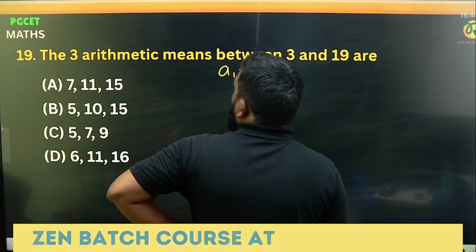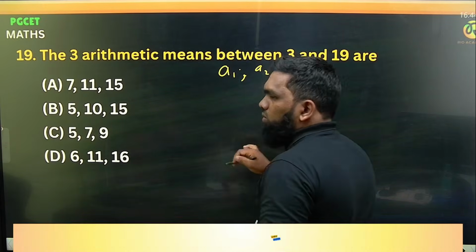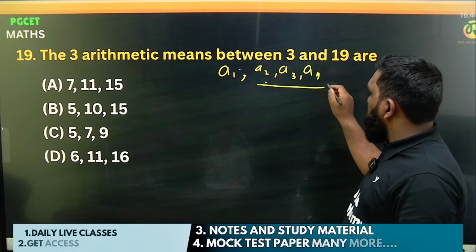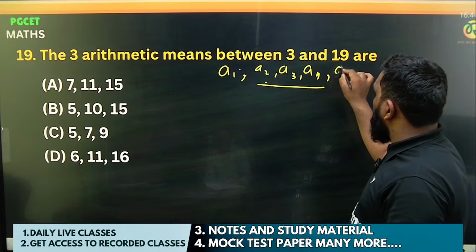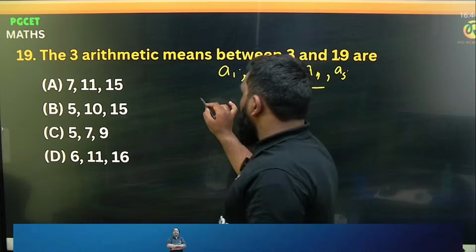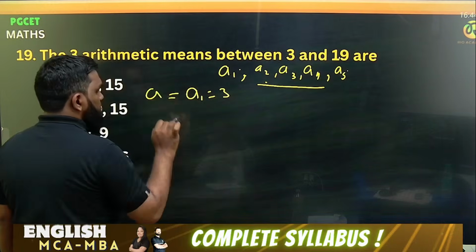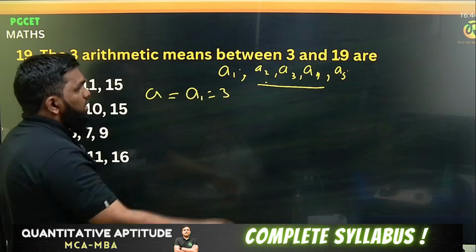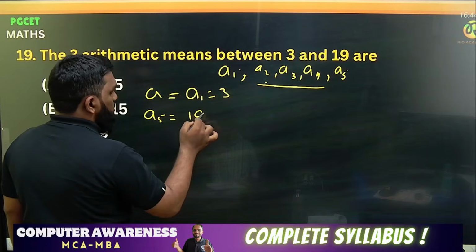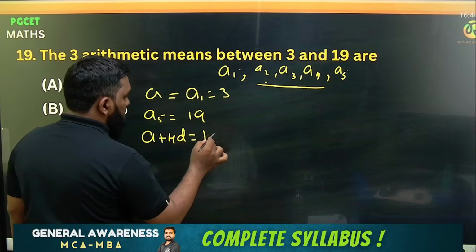Okay, and A4. From here to here we need to find 3 arithmetic means. Then A5 is the fifth term. A1 is equal to 3, A1 is nothing but a. And A5 is equal to 19. A5 means a plus 4d is equal to 19.